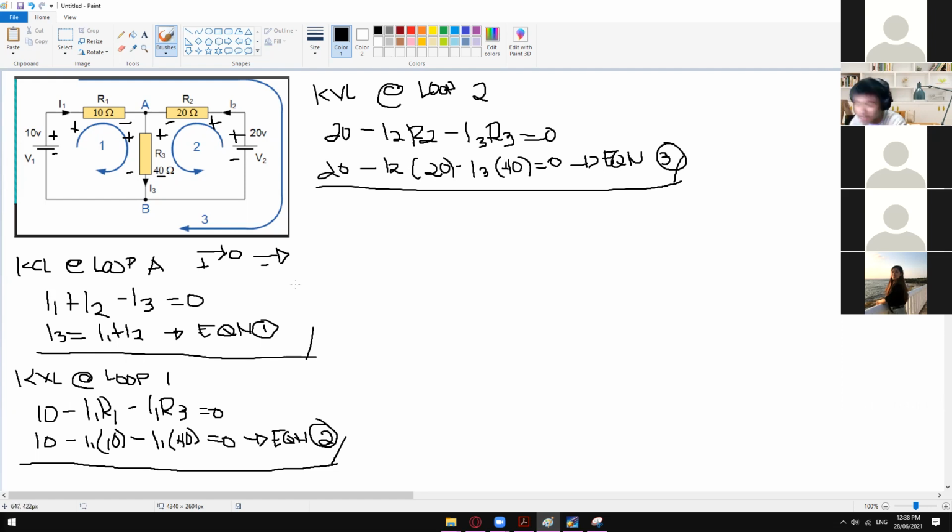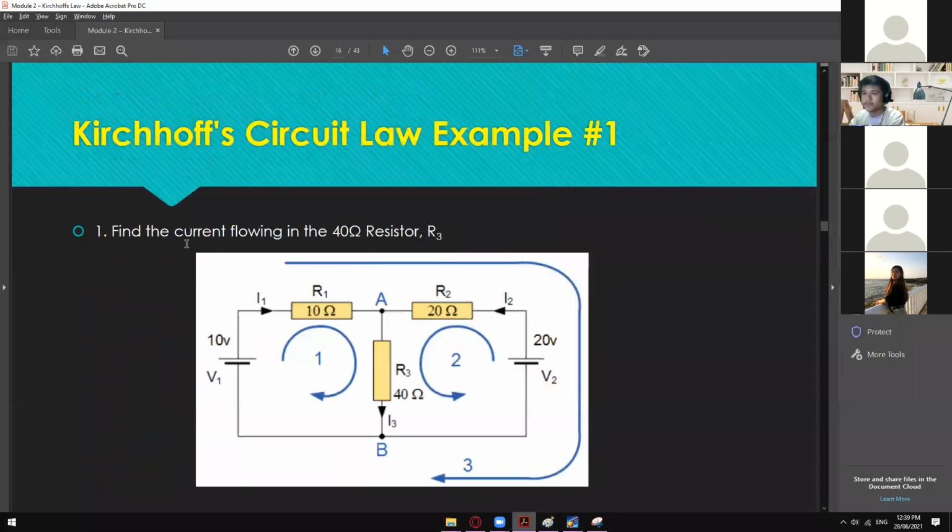But anyway, after getting the KCL equation and the KVL equations for loop 1 and loop 2, you now have a total of 3 equations. The thing that you need to do is find the values of I1, I2, and I3. Once you get those, you can find the voltage drop on R2, on R3, on R1, and so on. Our goal in this one is to find the current flowing on the 40 ohm resistor, so we should be able to find the value of I3 right here.